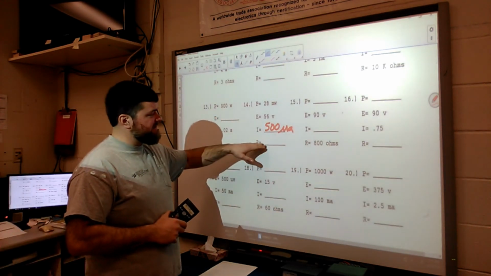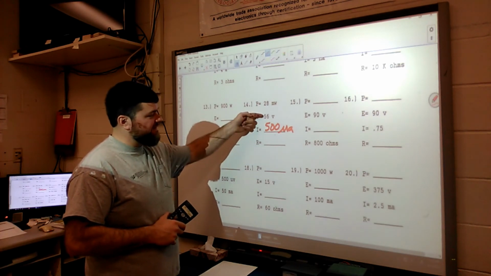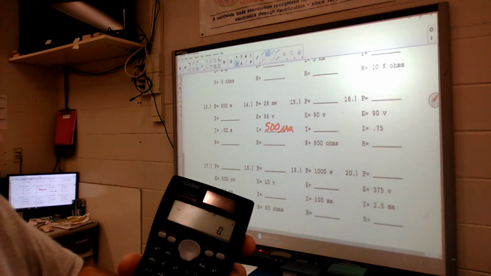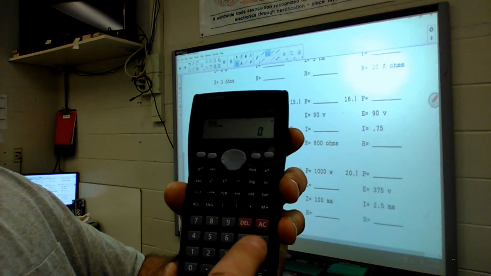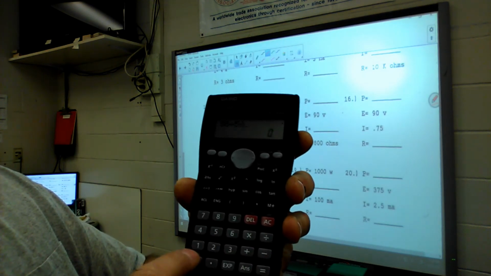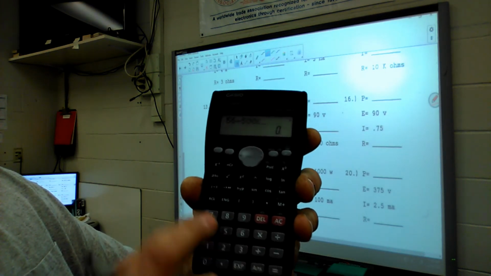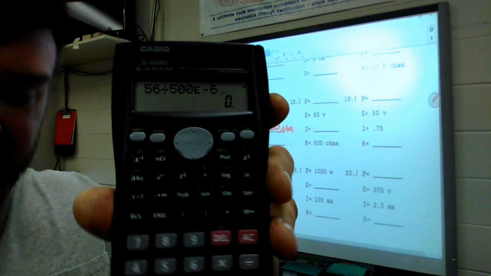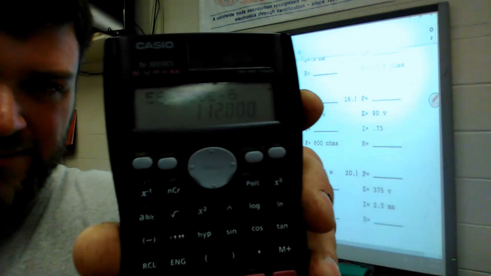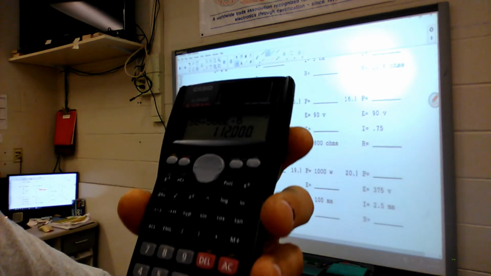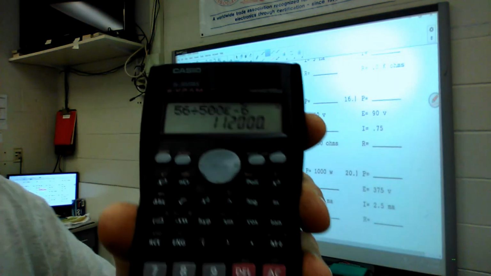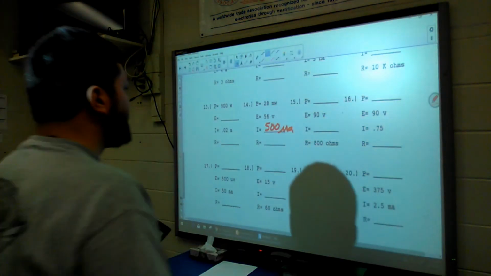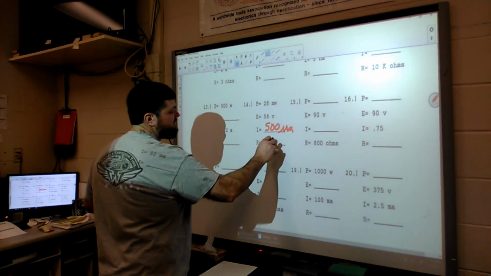Now I need resistance. E divided by I gives you R. So now we're going to do 56 divided by 500 micro. Micro is exponent negative 6, right? Okay, equals, what do we get? Pretty big resistance. Looks like it says 112,000 ohms. 112,000 ohms. So let's write that in kilo.